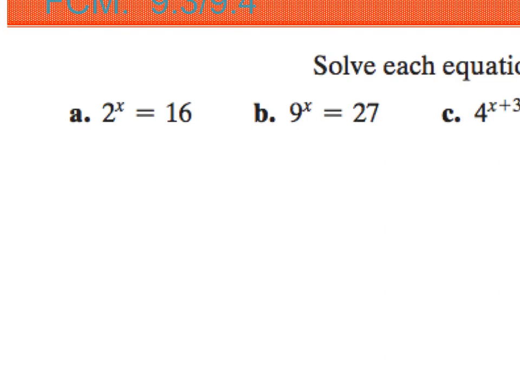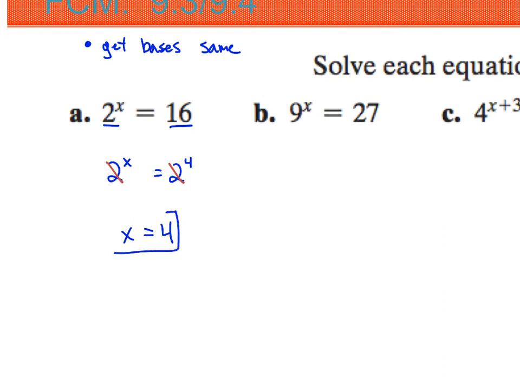So your game plan, though, is not always... You have to have a plan here because you're not always going to be able to just do this in your head. So your plan number one is get the bases the same. So turn 16 into something that has the same base as this side, 2. So I can turn 16 into 2 to the power of 4. And now I have the same base. And the reason I do that is so that I can cancel those bases out. When the bases are the same, you can cancel them out. X equals 4.